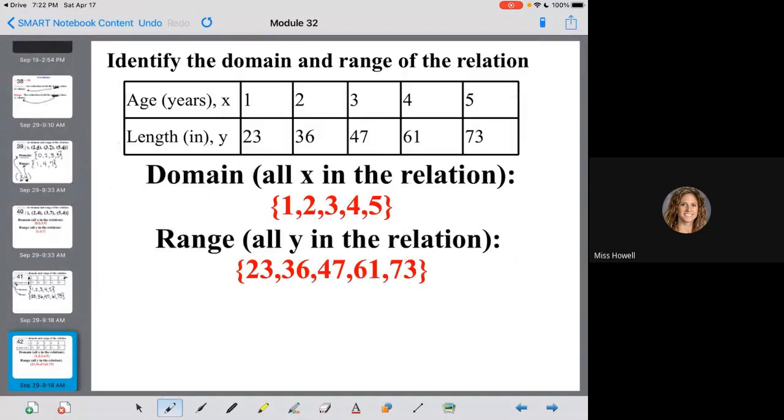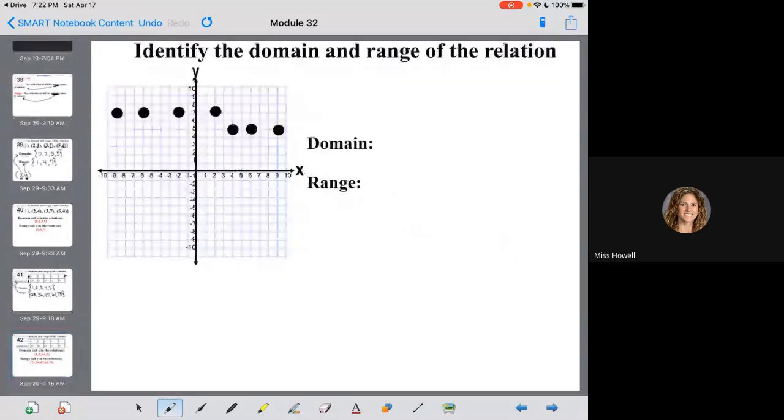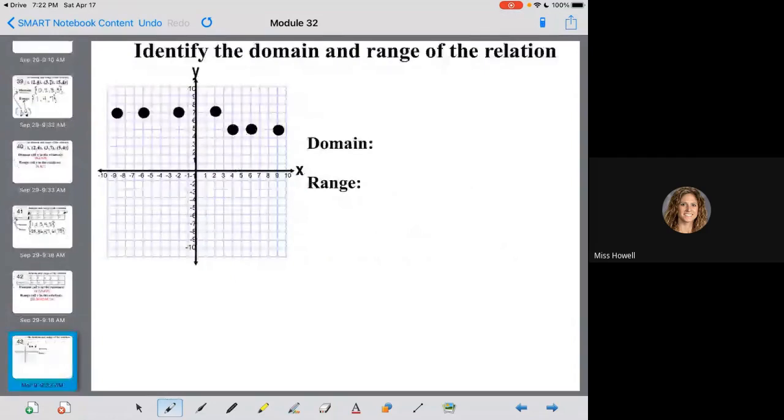All right, let's look at one more discrete or individual point version, which is simpler, and then we're going to look at our continuous graphs, which is much more challenging.